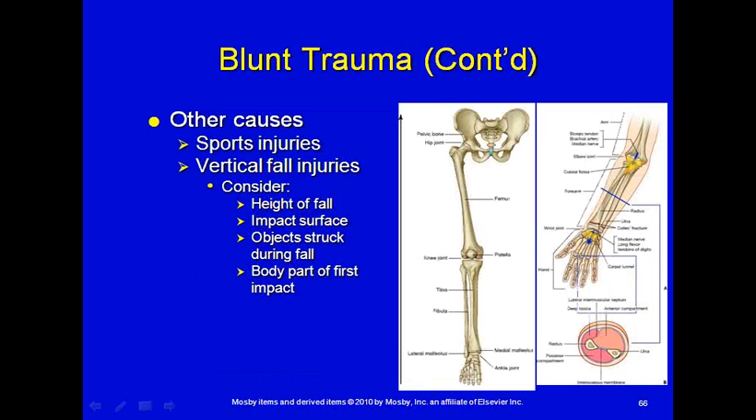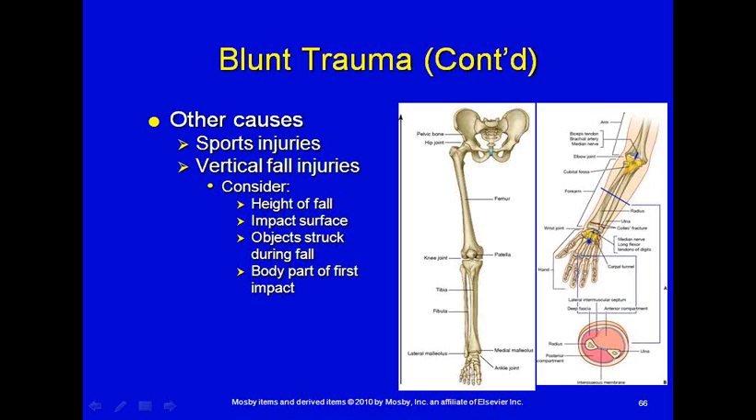Sports injuries can also lead to blunt trauma. Sports these days, particularly football, the mechanisms and the speed are there for compression injuries, shear injuries, rapid deceleration injuries. So, depending upon which part of the body was impacted first might give you an idea of the type of injury that you're going to deal with.